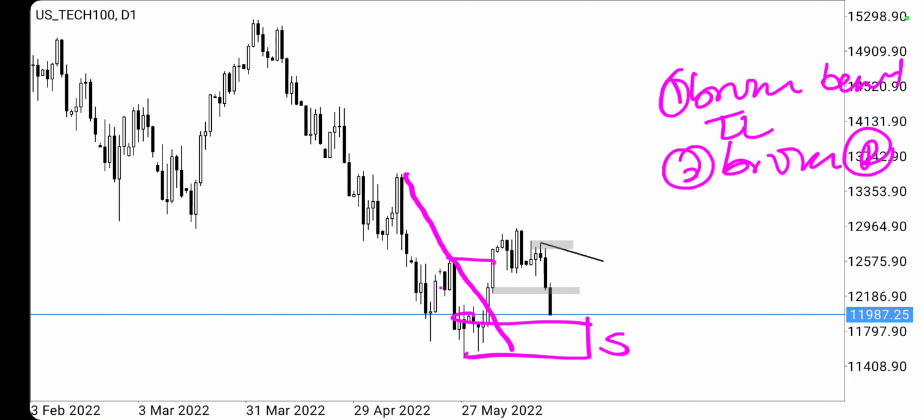So the last or the final resistance area that we had before going up was this. So it was broken, even the trend line, this one was broken. So which means we moved from being bearish to bullish. And that's what I'm saying, we are currently bullish.